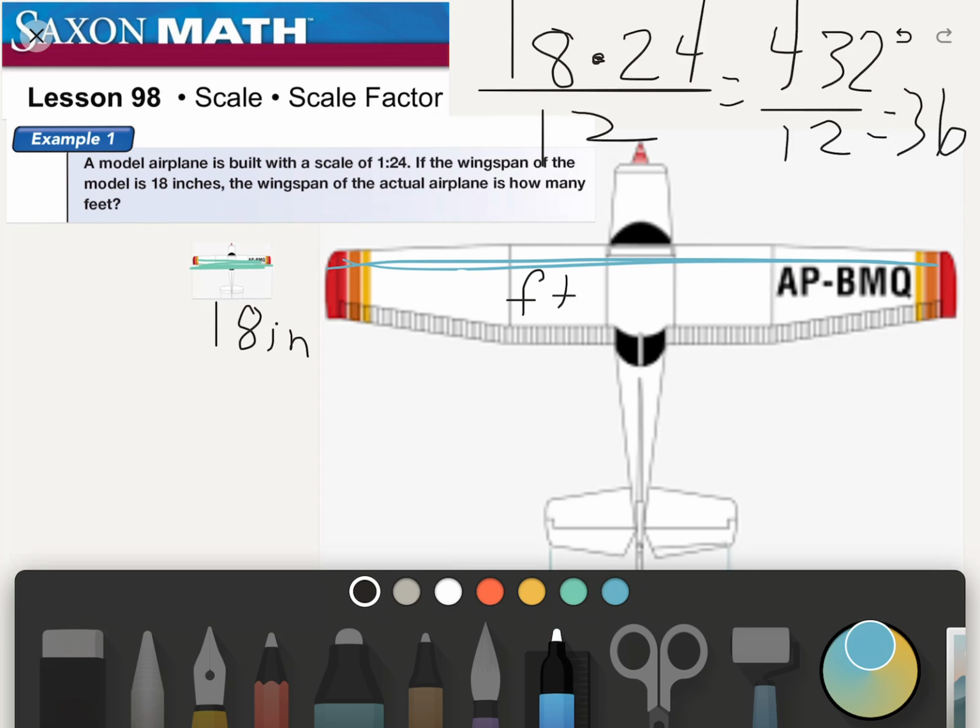So we know that the plane has a wingspan of 36 feet.